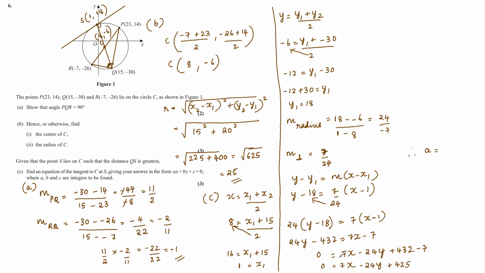Therefore, a will be 7, b will be minus 24, and c is 425. That will be the final answer. Hope you have understood this.